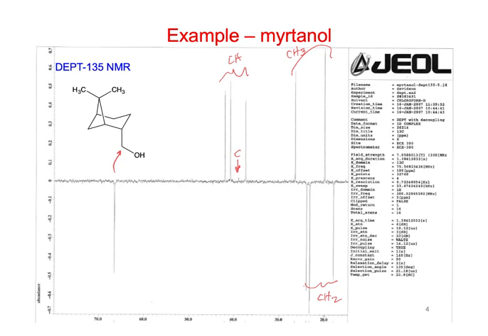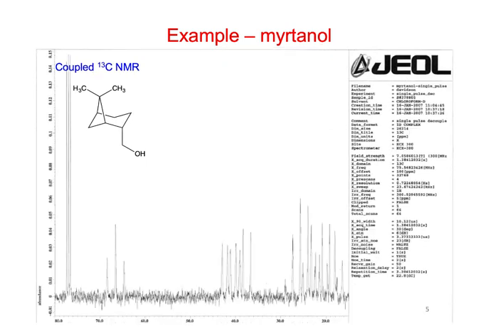Just for fun, I also did a coupled carbon spectrum. The methyl group was the next one most downfield. I don't know if I have a setting here that makes them small every time. And so, again, we can see the signal for, what's happening here?